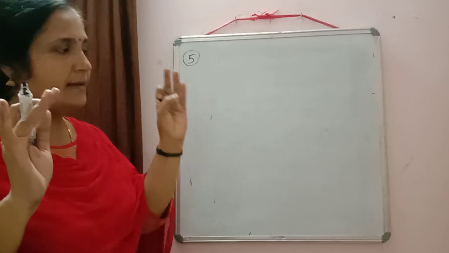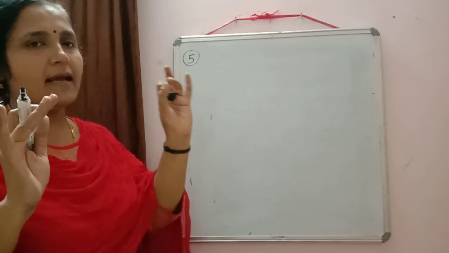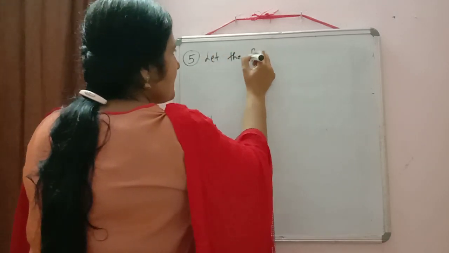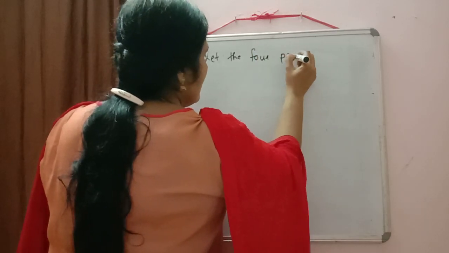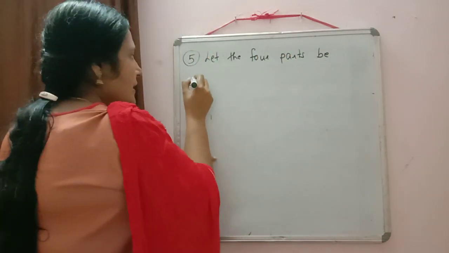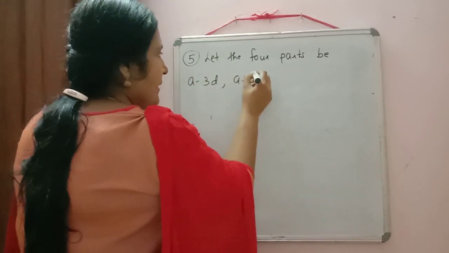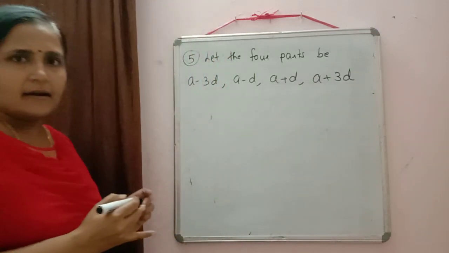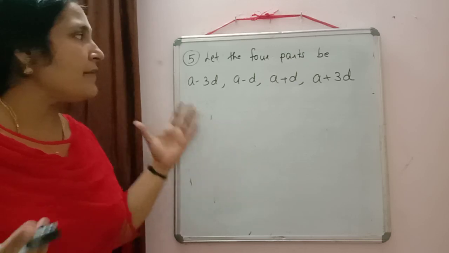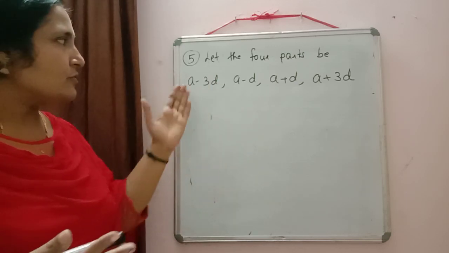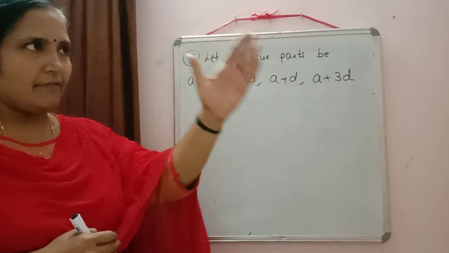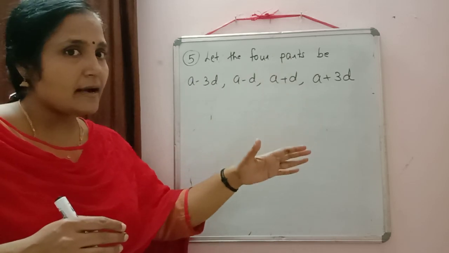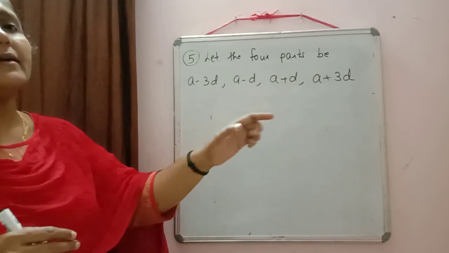Yes, A minus 3D, A minus D, A plus D, A plus 3D. So first write down, let the 4 parts be A minus 3D, A minus D, A plus D, A plus 3D. Clear? Okay. Now which number have we divided into 4 parts? 32. So what will be the sum of all these parts? We have divided 32 into 4 parts, so when we add all these parts, the sum will be equal to 32.